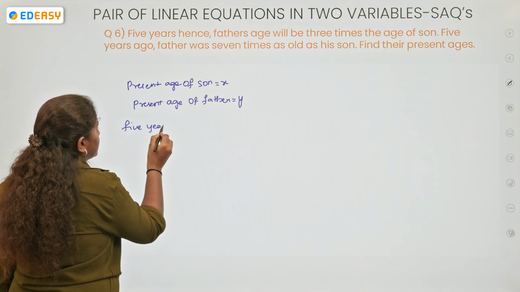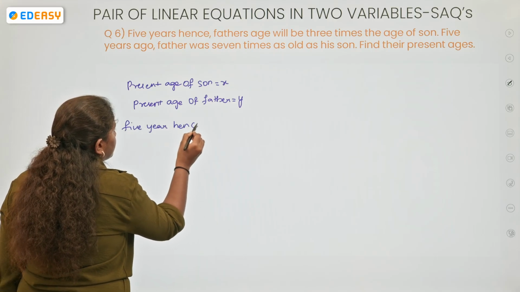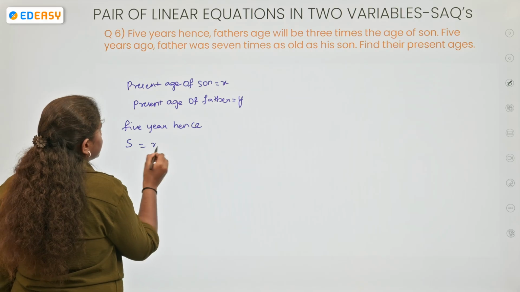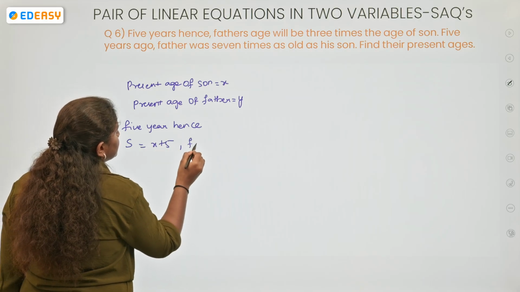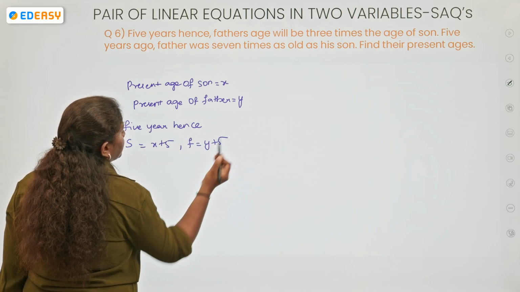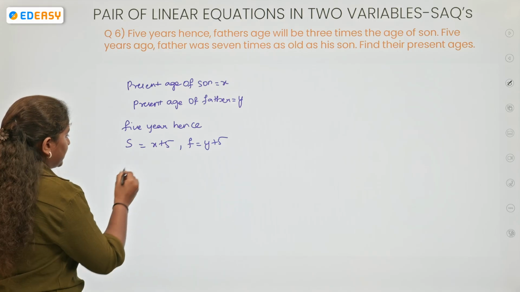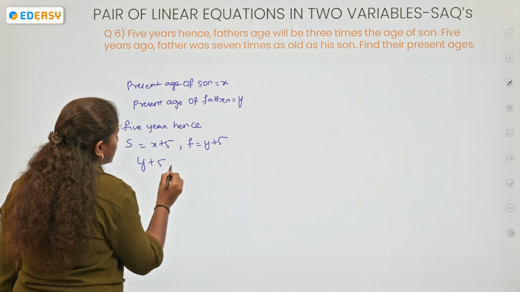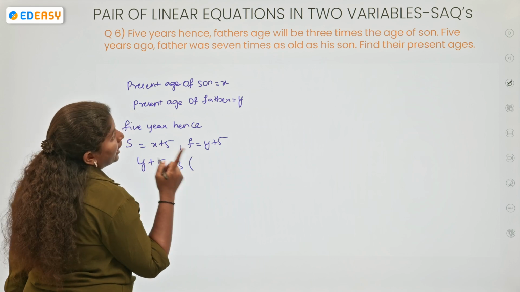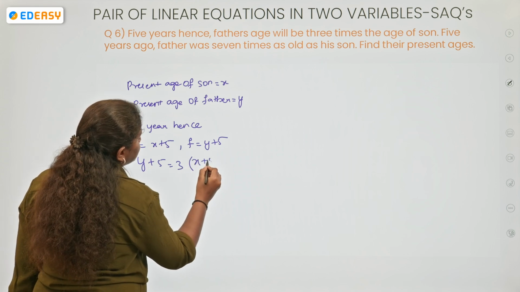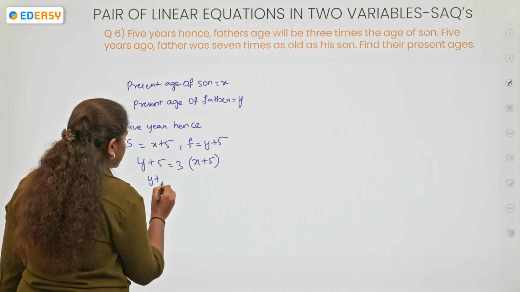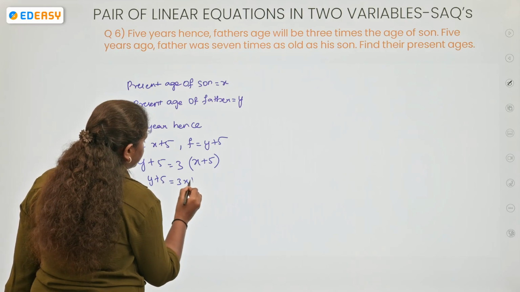Okay, 5 years hence, son's age will become x plus 5 and father's age will become y plus 5. Fine. Father's age will be 3 times the age of son. It means y plus 5 equals 3 times the age of son, which becomes x plus 5. So y plus 5 equals 3x plus 15.